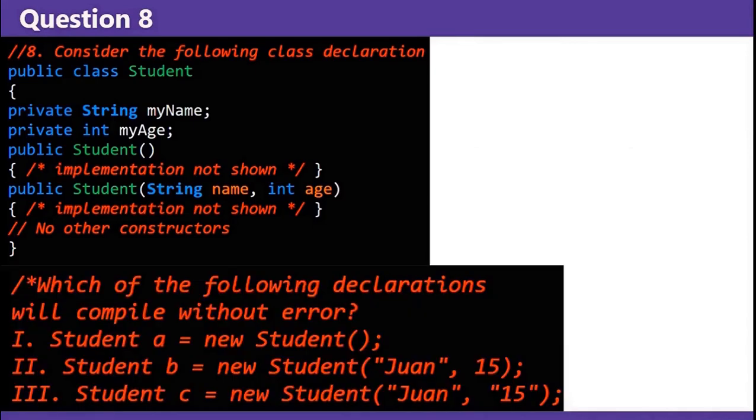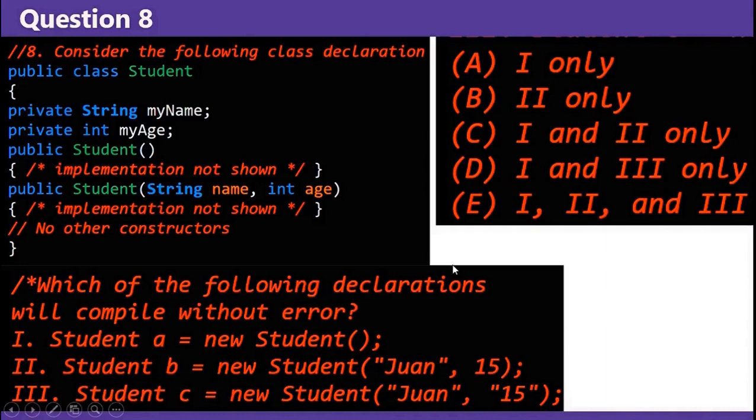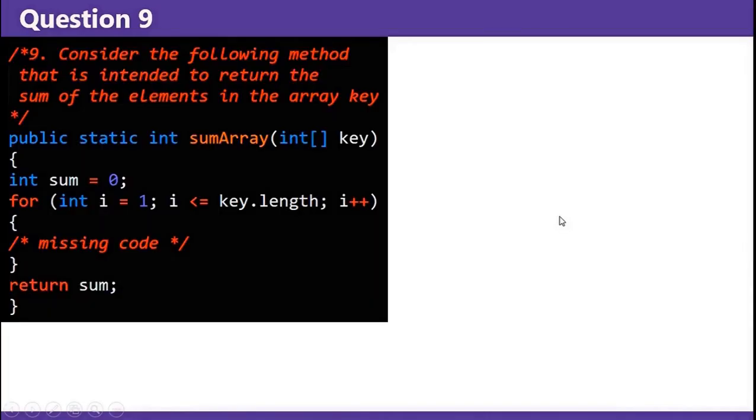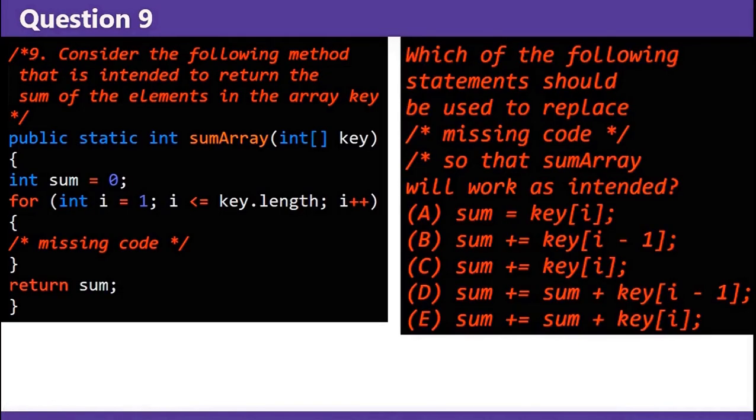For question 8, a whole Student class is declared. Which declaration will compile without error? 1 and 2 are fine, but 3 won't compile as it's trying to pass in 15 as a string. But the method says it must be an integer. So the answer is C, as only 1 and 2 compile without error. For question 9, all you're doing is seeing the proper code snippet to properly complete the code.